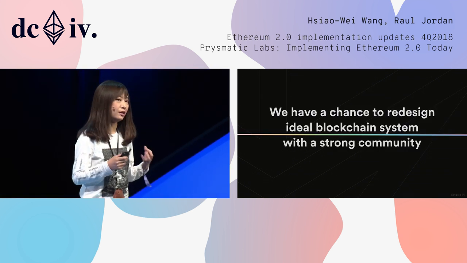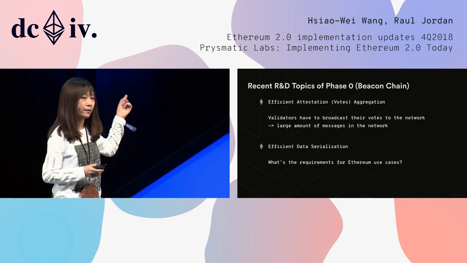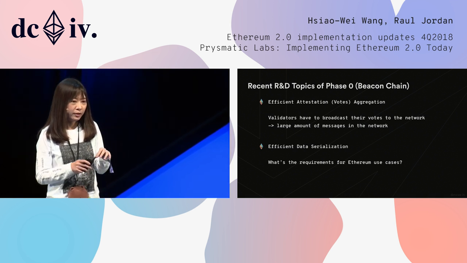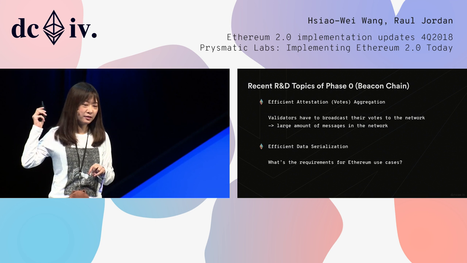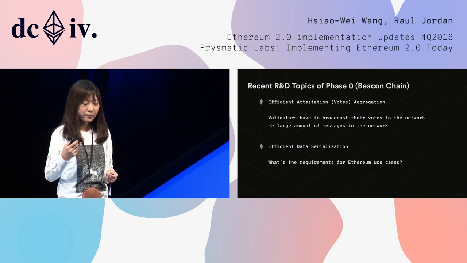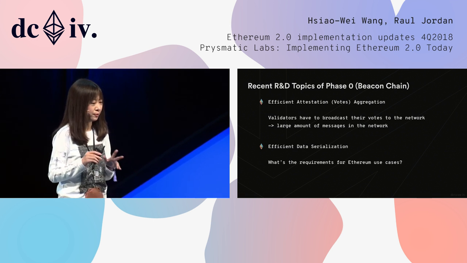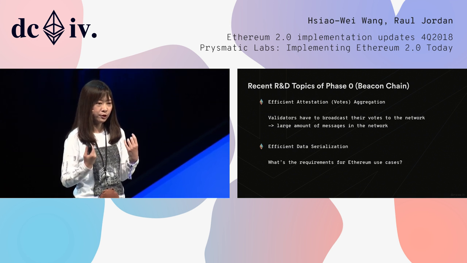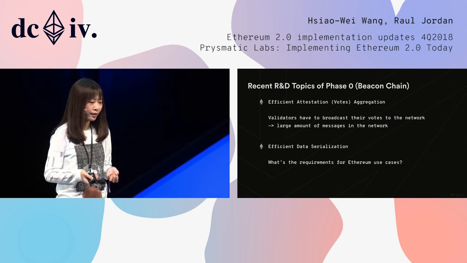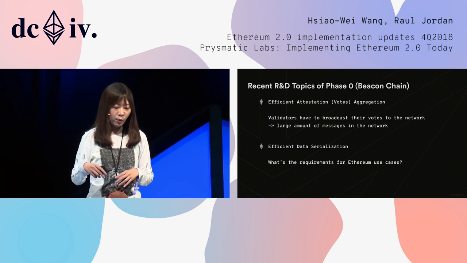With this strong community, we have a chance to redesign the ideal blockchain system. Now let's look at some examples of issues that we are working on. In a proof of stake system, everybody literally has to broadcast their individual votes to say this block is valid, and if we want to have thousands of shards in the system, the traffic is not good for the network. So how do we build an efficient signature aggregation protocol, in cryptography terms? That's a problem. Also, we have a chance to change the RLP data serialization into something more efficient or simpler.